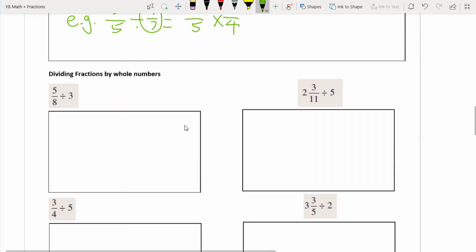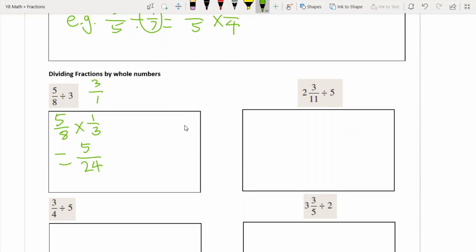Alright, so I'll go through some sample questions with you. So I have 5 over 8 divided by 3 over 1. We'll start by dividing fractions by whole numbers. So that gives us 5 over 8 times 1 over 3, because remember, 3 over 1 was the fraction for 3 as a whole number. So we just multiply them together. 5 times 1 gives us 5, and 8 times 3 gives us 24.